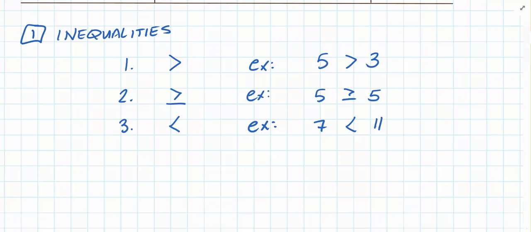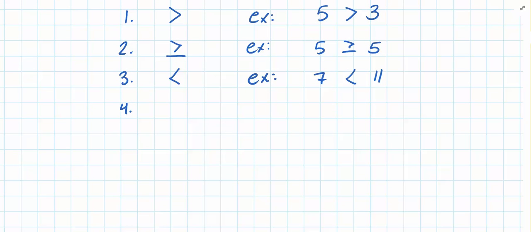Okay, so number 4, what do you think the next one's going to be? Less than or equal to. Okay, you got it. So I could say 7 is less than or equal to 7. Is that true? Is that still a true statement? I'm making true statements as we go along.